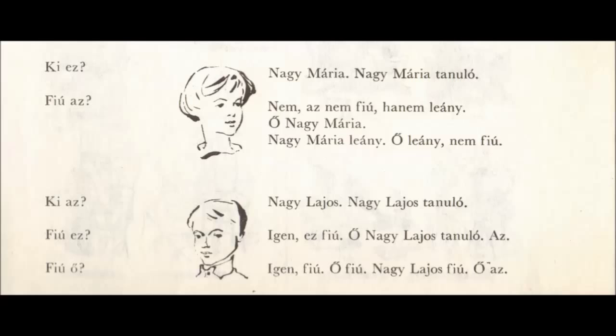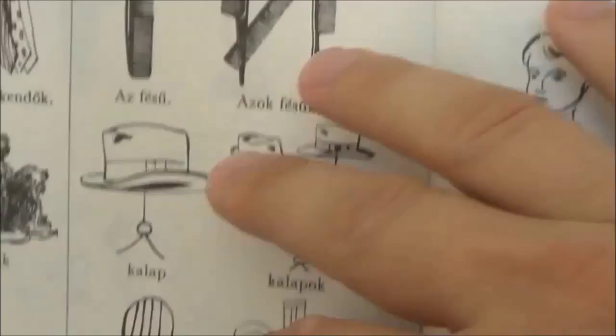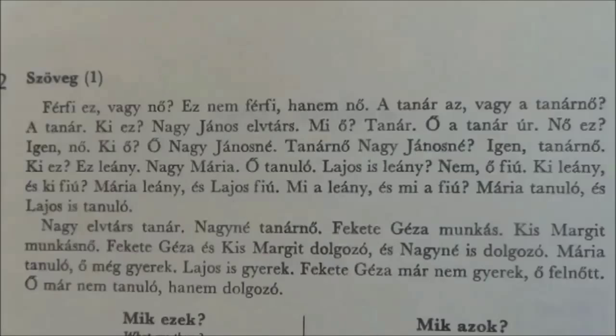Ő means he or she, so there's no difference between the sexes here, between he and she. Igen, fiú. Nagy Lajos fiú. Az, he is Nagy Lajos. Then we have the next page. Férfi ez vagy nő? Is this a man or a woman?